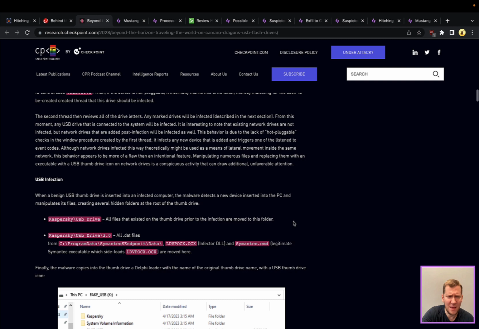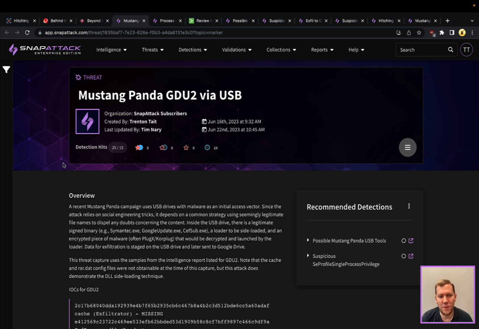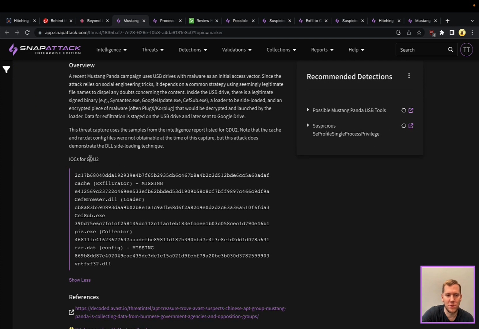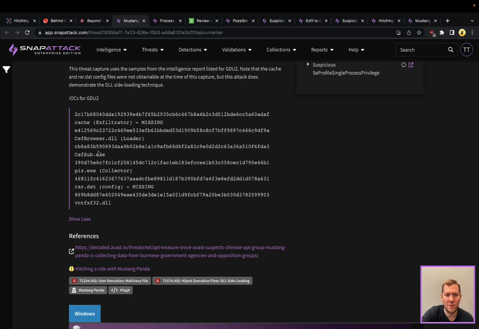It's a very interesting chain that is something that we can replicate. In SnapAttack, we have a couple of threats emulating the different pieces. The first one is what's going to happen early on: you plug that USB drive into your computer and you launch this. From that original threat intel report, we're looking at that GDU2 example. We'll note that some of these hashes we didn't have; none of the malware repositories, VirusTotal, Malware Bazaar, had these.